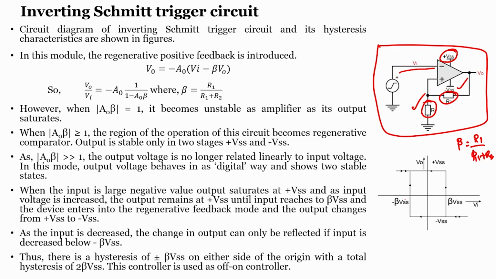Beta into minus VSS is our lower threshold value, and beta into plus VSS is our higher threshold value. So, how is the output related to the input?